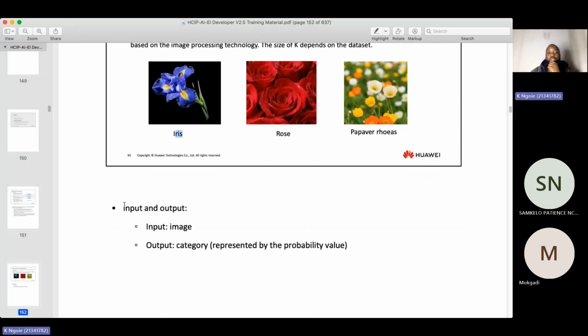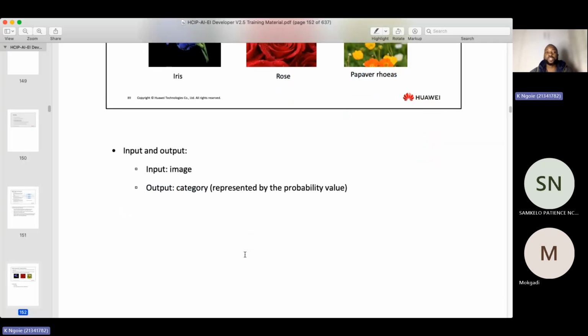So we have input and output. The input will be the image itself. The output will be the category, which will be represented by a probability value. In this case, for example, if the probability is from 0 to 30%, it's this flower. From 30 to whatever amount is this flower, and from whatever amount to that is that flower. So that probability is going to be the output, which will determine the category.